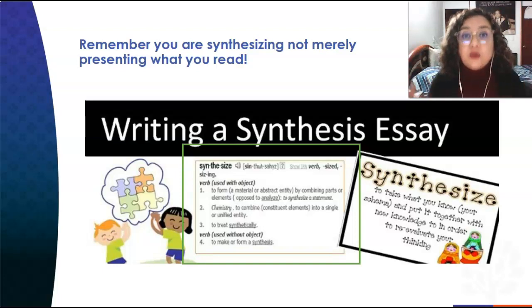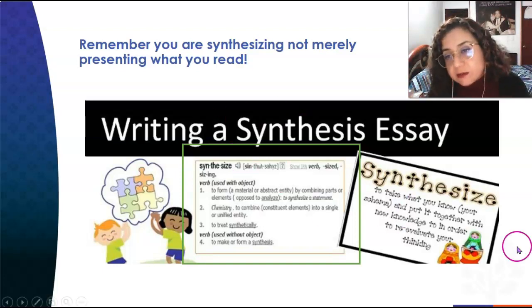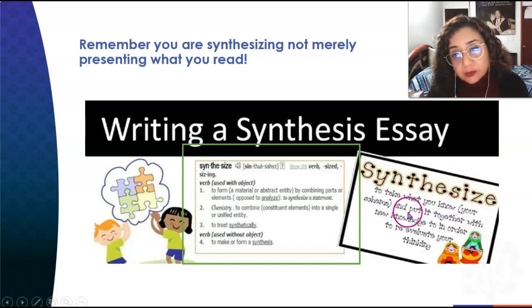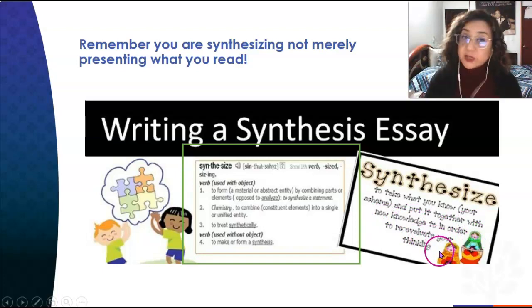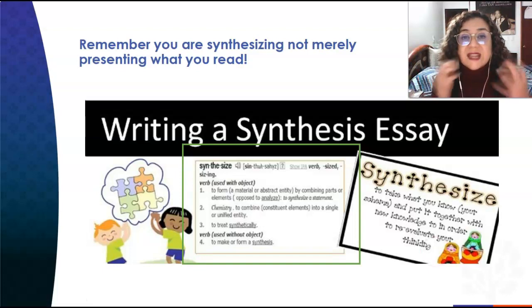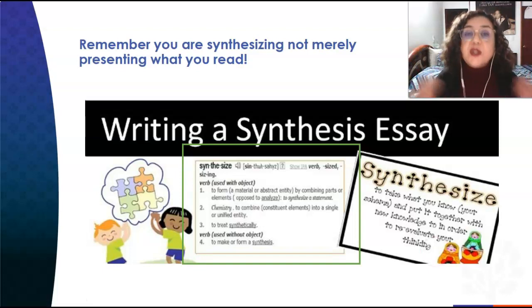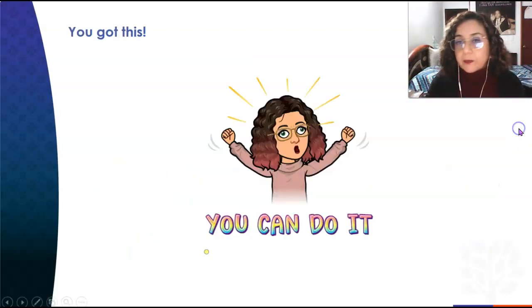There is another really cute thing here that says to take what you know and put it together with new knowledge in order to reevaluate your thinking. So you have the category and you're going to present the studies in such a way that it shows the new learning, okay? So you got this, you can do this.